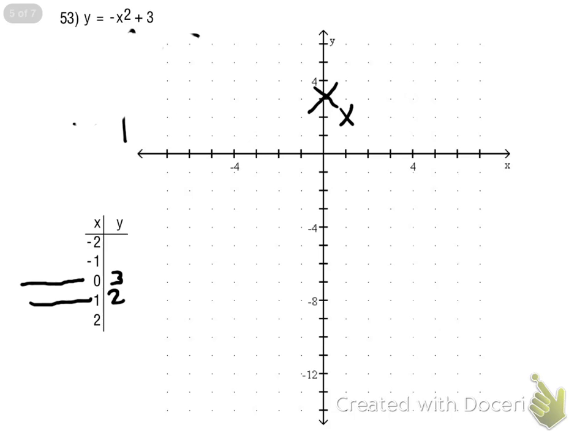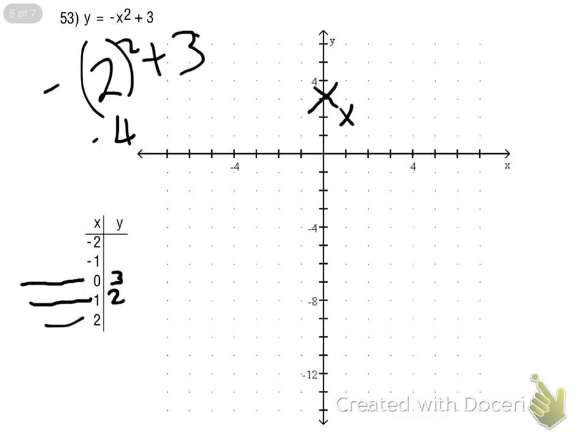Again, let's try it when x is 2. 2 is being squared. It still has a minus in front. The minus isn't being squared. What's 2 squared? It's 4. It still has a minus. I then add a 3. Negative 4 plus 3 is negative 1. So when x is 2, y is negative 1. It's about there.